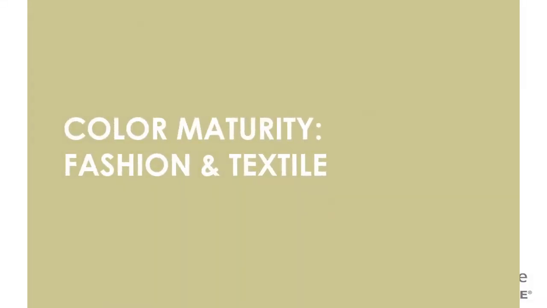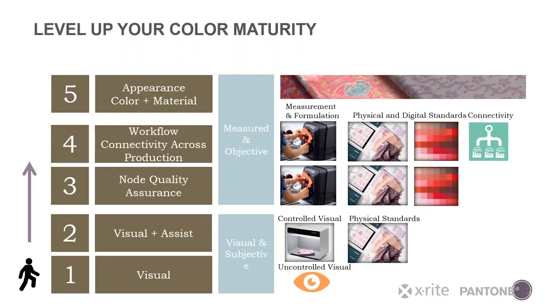Okay, so one of the things I wanted to talk about also is color maturity. Not everybody can start right at the top and have all these tools. So we really see 5 different levels. So we have a visual only, which means it's uncontrolled visual. You take it to the nearest window, or there's a favorite light you like to use.